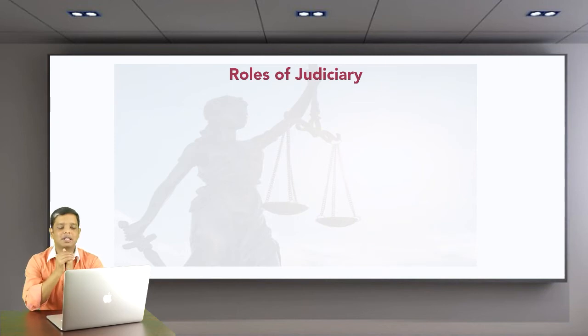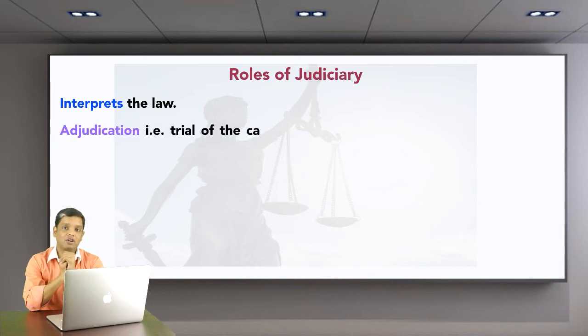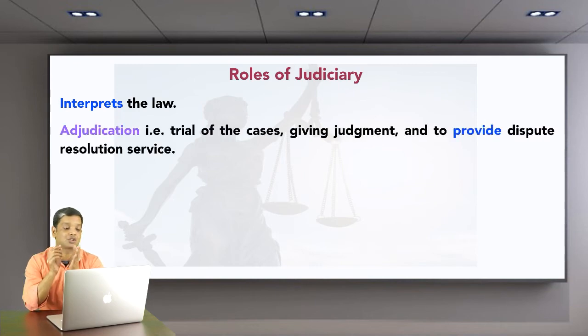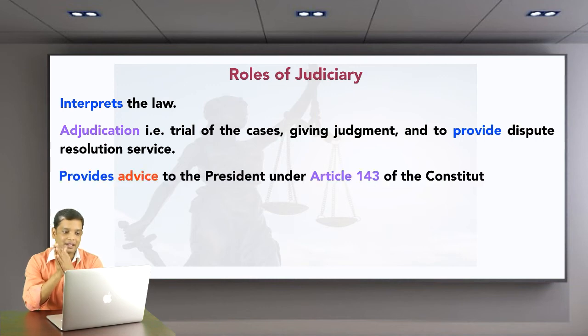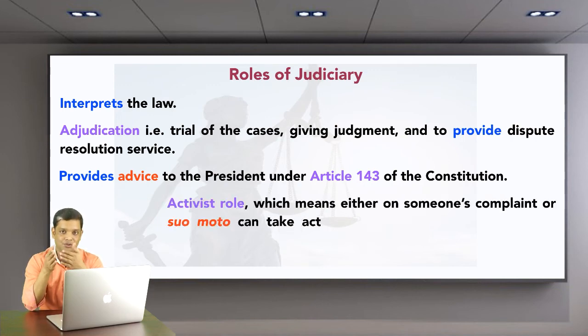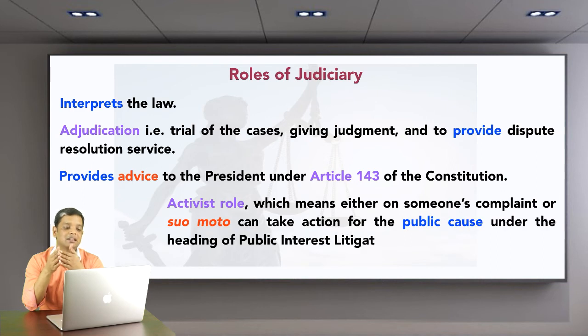The first role of judiciary is to, remember, interpret the law. The second role is adjudication, that is trial of the cases, giving judgment and providing dispute resolution service. Third is to provide advice to the President under Article 143 of the Constitution. Fourthly, it has an activist role, which means either on someone's complaint or suo motu it can take action for the public cause.